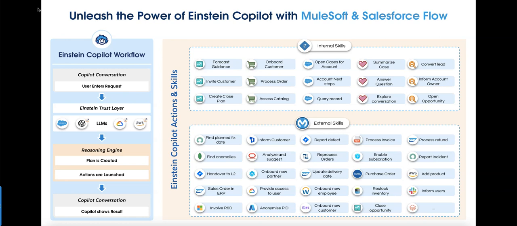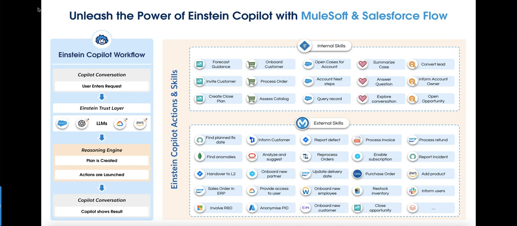But this reasoning engine is super powerful because it is able to understand the context of what Einstein is being requested by the user. And once it identifies it, it checks for the different skills it has. So we can see there are internal skills. When we are talking about internal skills here, these are all skills that are part of Salesforce clouds, in Service Cloud, in Commerce Cloud, in Sales Cloud. You may want to know different information. So those can be done easily using the internal skills.